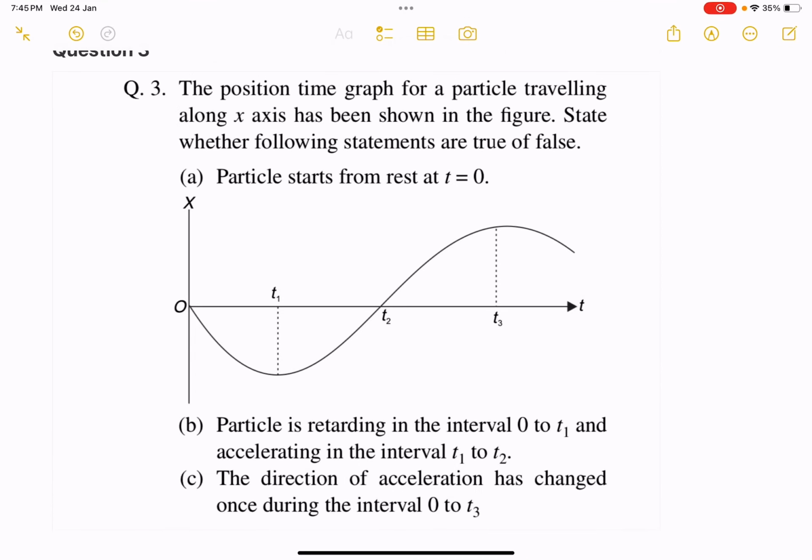In this question, the position time graph for a particle traveling along x-axis is given. The graph is x versus t. We have to figure out whether the statements are true or false. So let's start with each statement one by one.